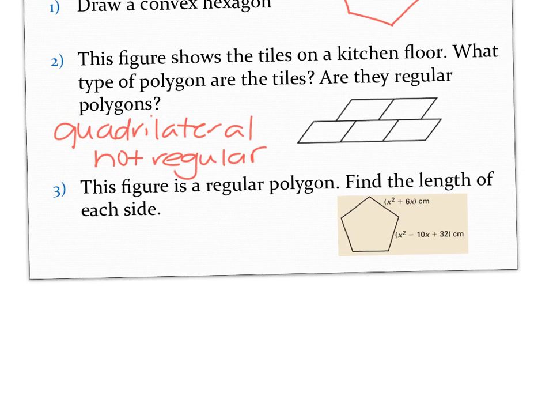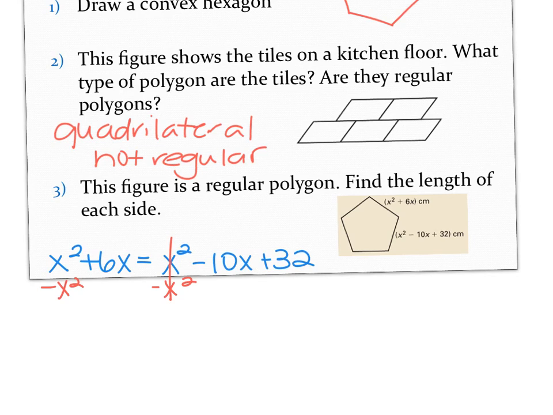And then number 3 says the figure's a regular polygon. Find the length of each side. So if it's regular, what's it telling you about those side lengths? They're equal. So x squared plus 6x equals x squared minus 10x plus 32. And then I need to combine my like terms. I'm going to get the x squared. You don't have to go in this order, but the x squared is the same side. And these cancel. These cancel. I end up with 6x equals negative 10x plus 32.